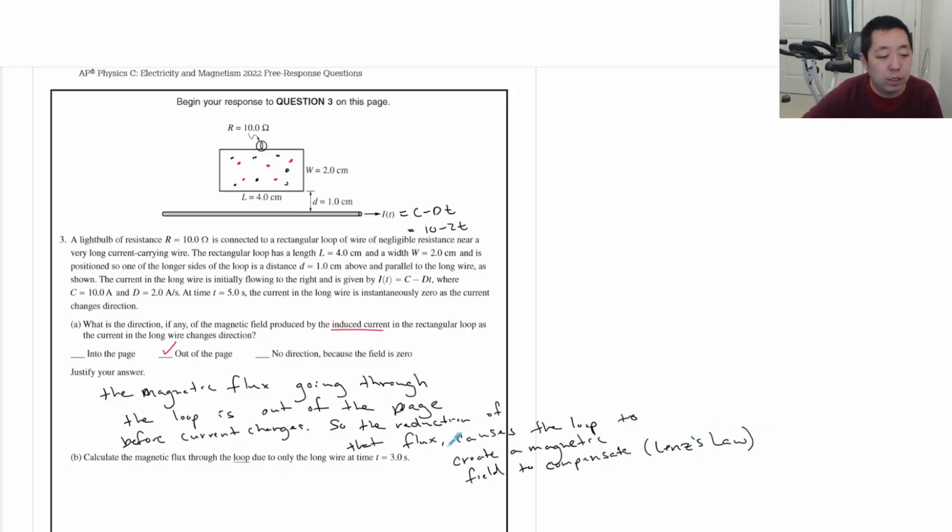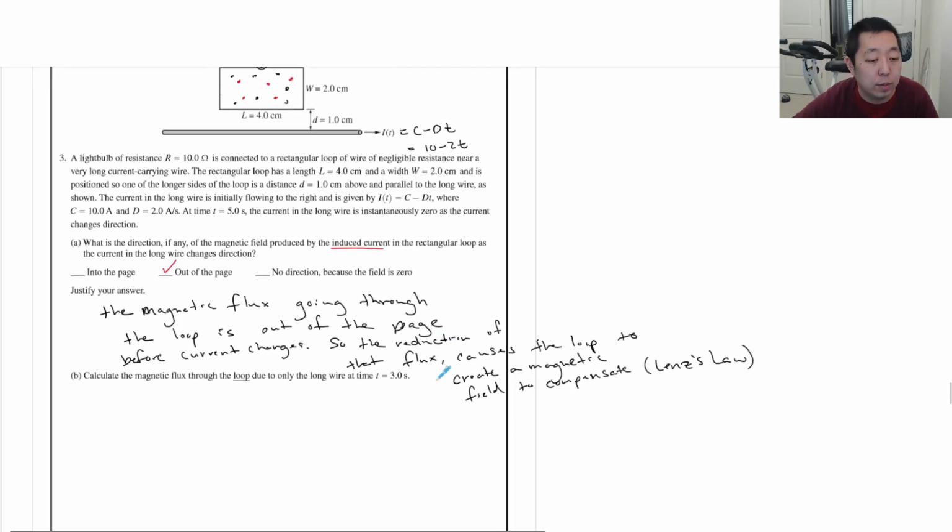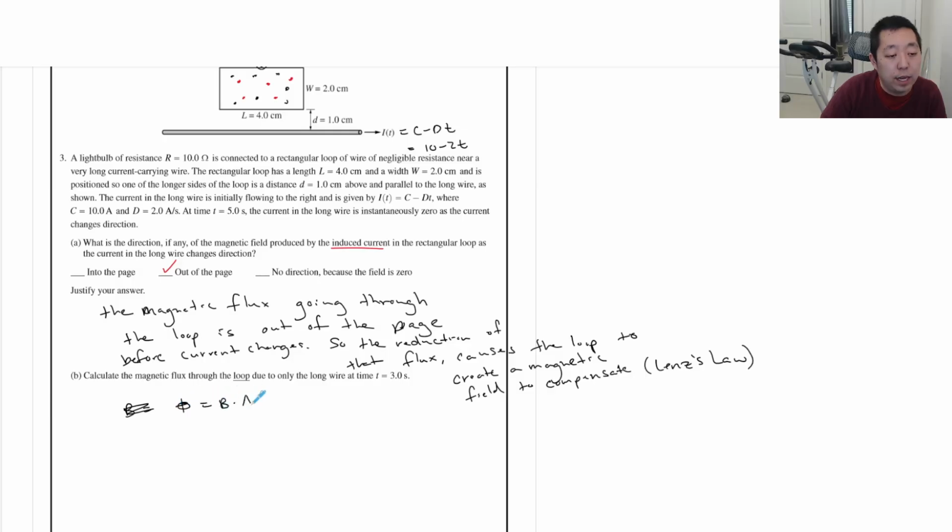Okay, calculate the magnetic flux through the loop due to the long wire at time t equals 3 seconds. The magnetic flux is the magnetic field times the area. However, the magnetic field varies, so we actually have to make this an integral. The magnetic field is mu naught I over 2 pi r. You could derive that by Ampere's law if you want. So we have to integrate that. How are we going to do this? We're going to cut this thing up into little tiny rectangular slices and talk about the flux going through there.